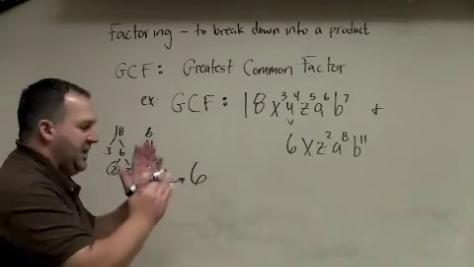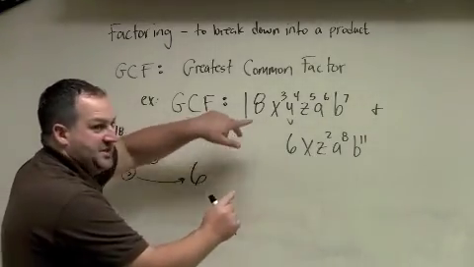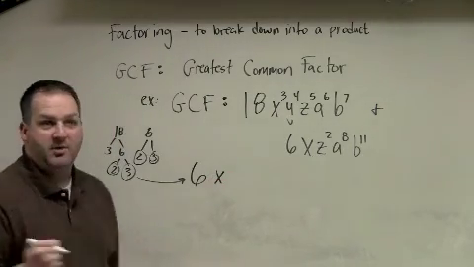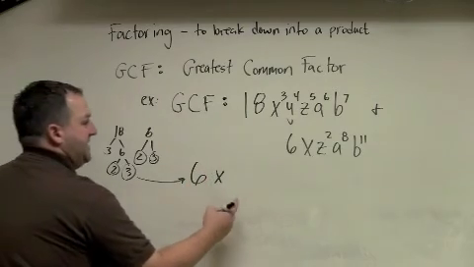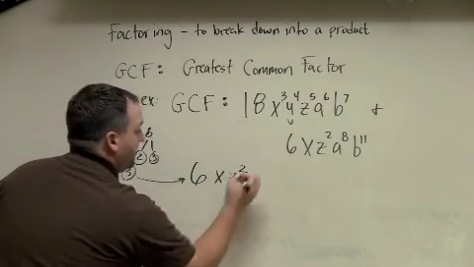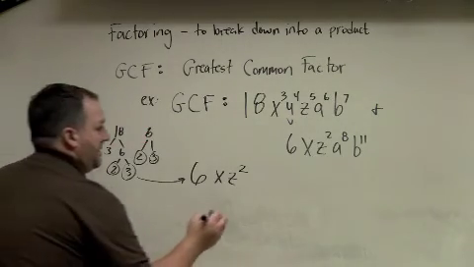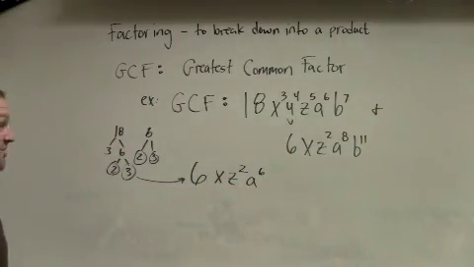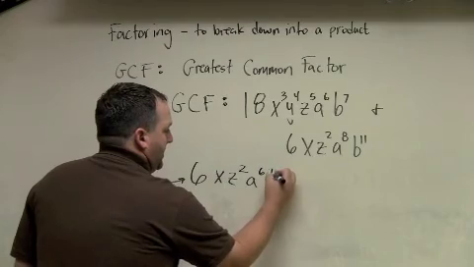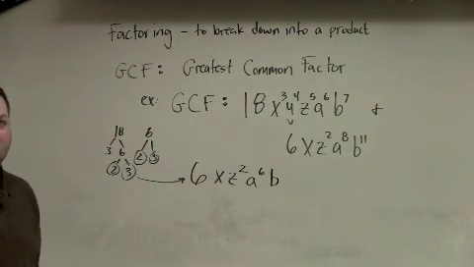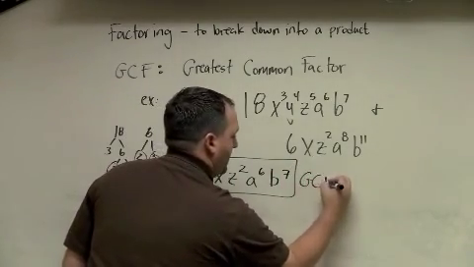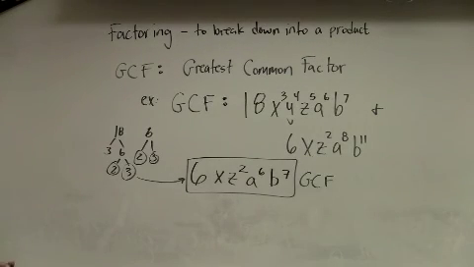Now we look at each individual variable separately. Do they have x's in common? Yes. How many? 1. So we just put x. Do they have y's in common? No, so we don't write it down. Do they have z's in common? Yes. How many? 2. Do they have a's in common? Yes. How many? 6. This one has 6, this one has 8, so they at least have 6 for each one. All right, b's in common? Yes, they have b's in common. How many b's? 7. Answer, GCF is 6x z squared, a to the 6th, b to the 7th.